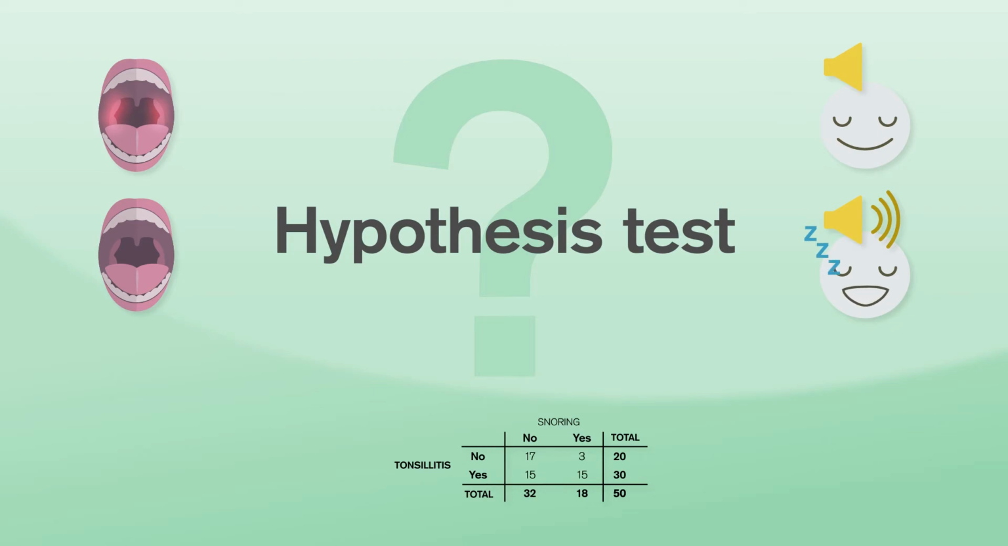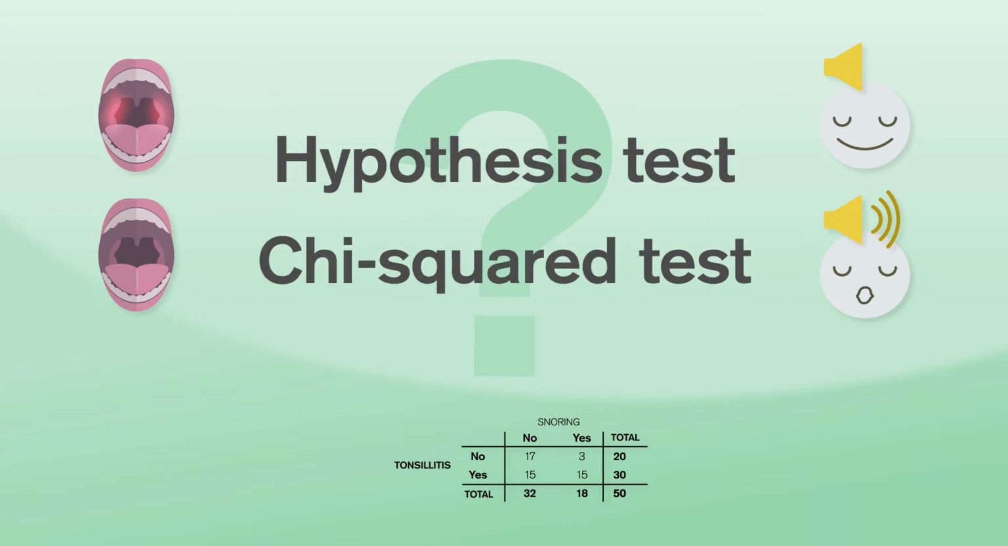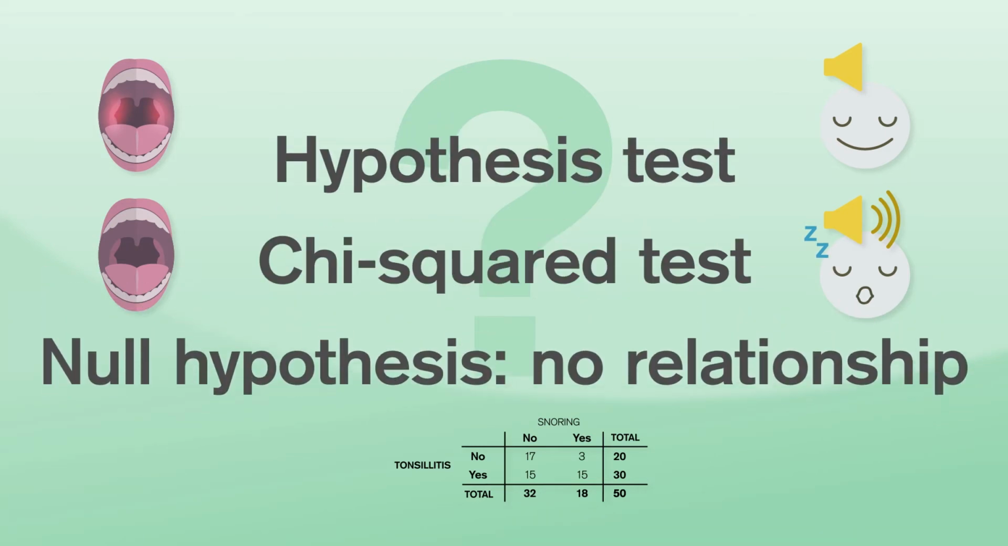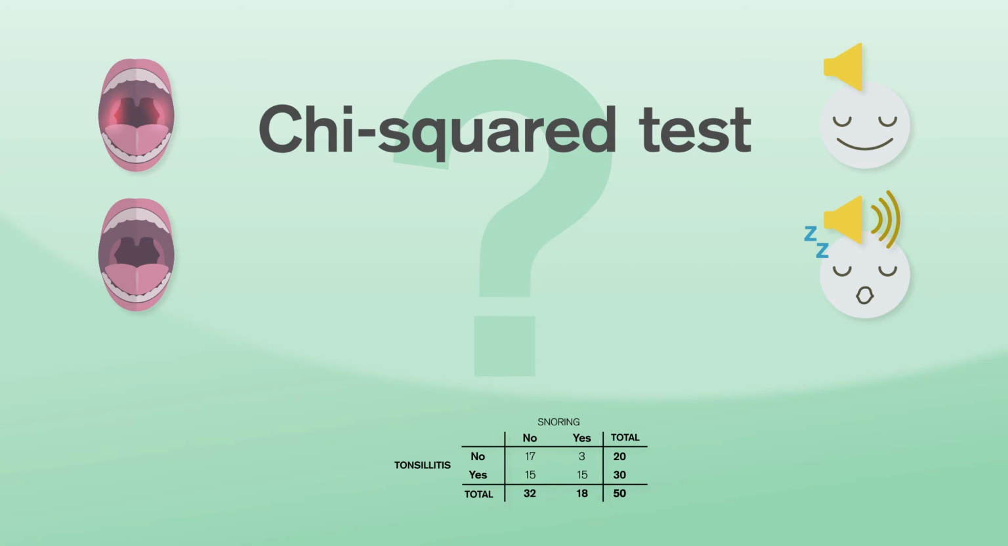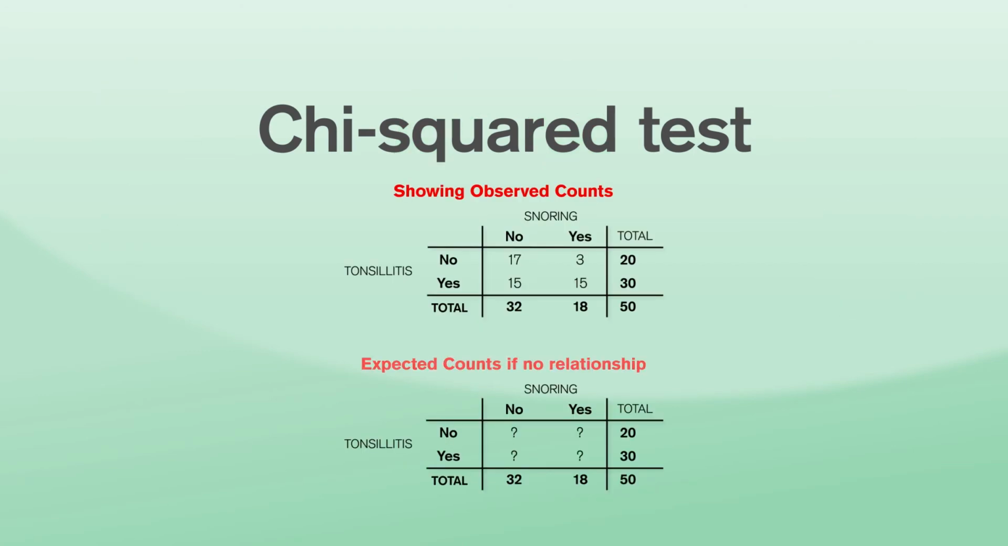When we are interested in determining whether two categorical variables are related, we may use the chi-squared test. The null hypothesis is stated as no relationship between tonsillitis and snoring. The chi-squared test compares the observed numbers with what we would expect to see if there was no relationship between tonsillitis and snoring. But what would we expect to see if there was no relationship? These are referred to as the expected counts if the variables are not related. So we need to work out the expected count in each cell of the table.